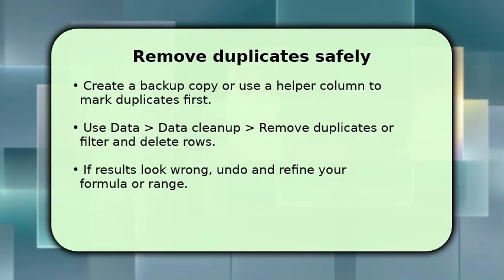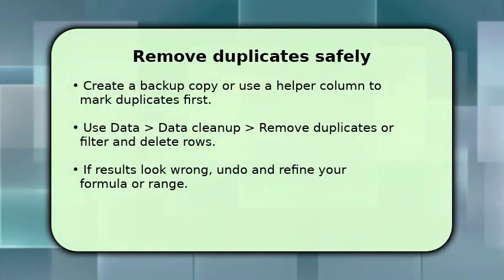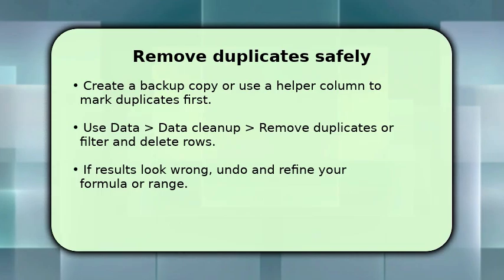If something goes wrong, immediately undo and refine the range or formula. That troubleshooting step prevents accidental data loss and teaches you where the rule misapplied.